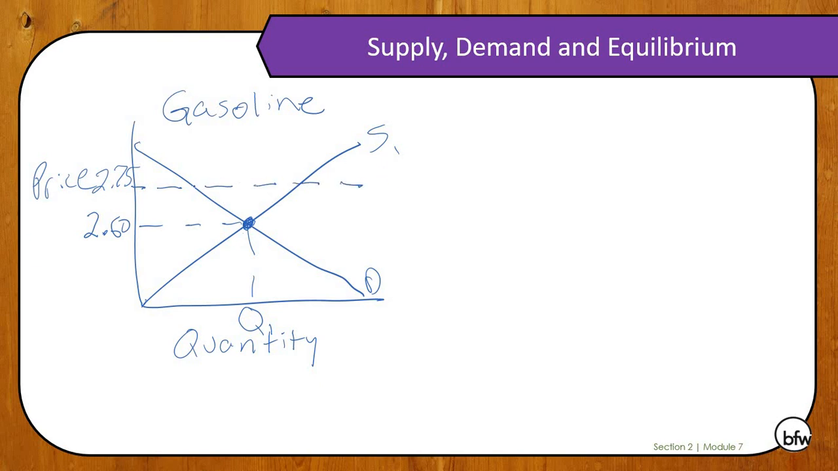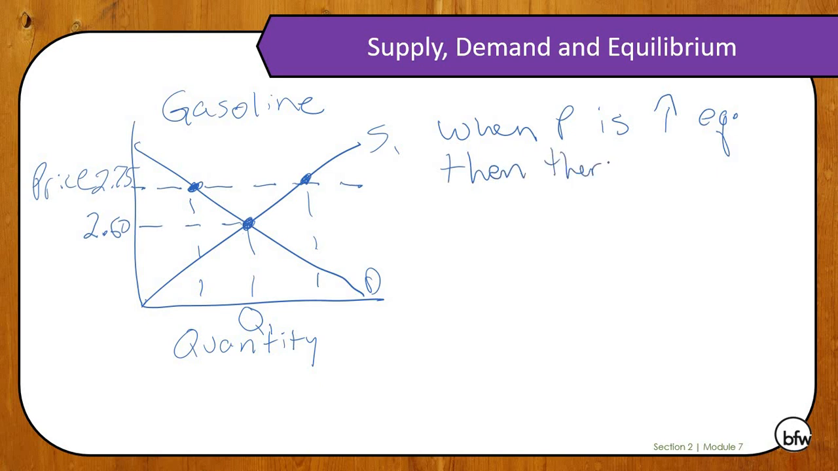Well, when that happens, the quantity demanded from Kroger right there is going to be less than the amount that they're trying to sell. So when price is above equilibrium, we'll just call it EQ, then there is a surplus. That's what we call an inefficiency in the marketplace. Basically, they have too much gas, not enough people to buy it.